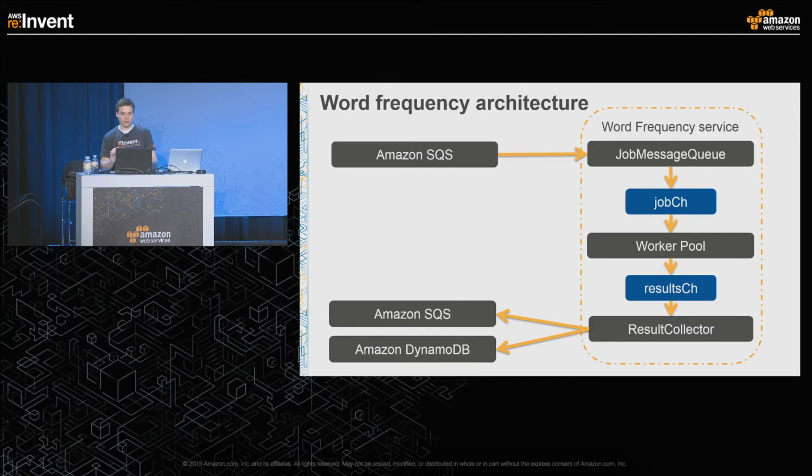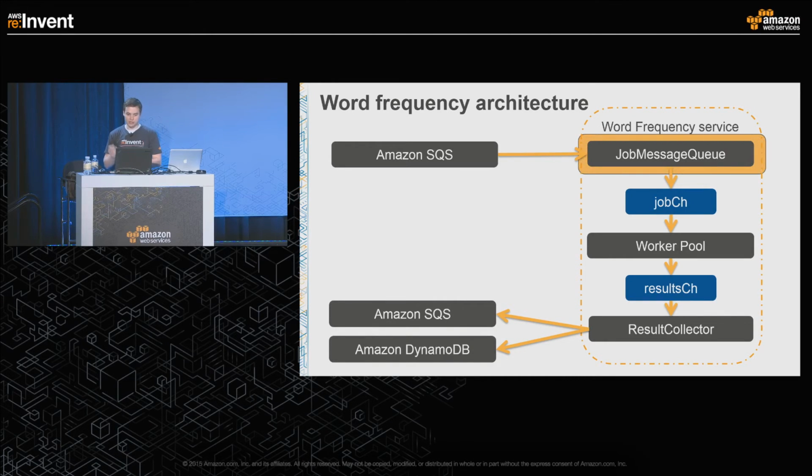So here's our frequency service. It's made up of 3 main stages. There's the job message queue there at the top, the worker pool, and the result collector. And each of these stages are run as separate Go routines all at the same time. And they communicate with each other through channels.